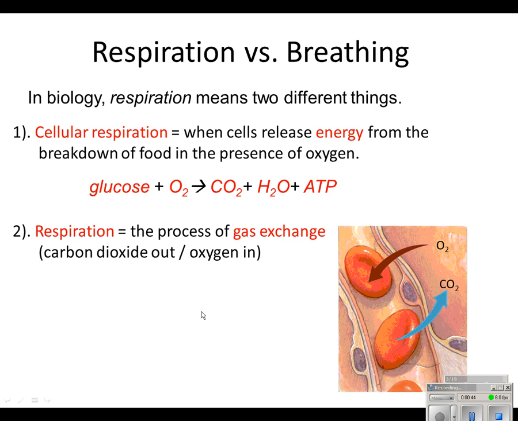Respiration is also the process of gas exchange, where we're bringing oxygen into the body and pushing carbon dioxide out. And breathing is the process of inhaling and exhaling. So respiration is going to refer to producing energy or releasing energy from cells, or gas exchange. And breathing is really just inhaling and exhaling. Inhaling, bringing oxygen in. Exhaling is actually removing that waste carbon dioxide.